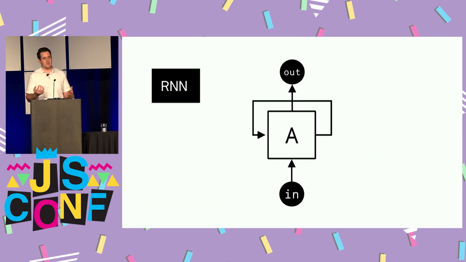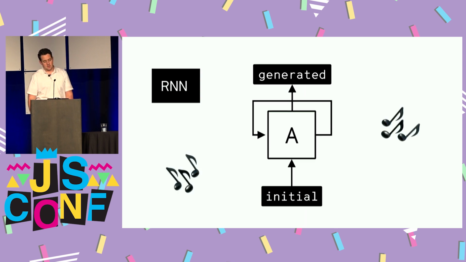And this is kind of what that might look like. So if you have nodes on a network, you have it looping through itself, you have an in, and then you have an out. For us, we're going to put in our initial drum beat, and we're going to expect a generated drum beat in return.